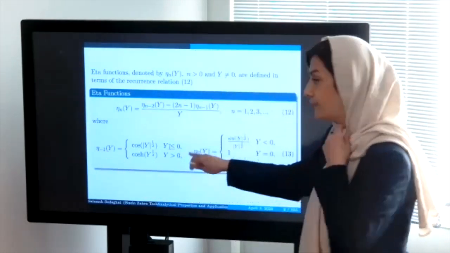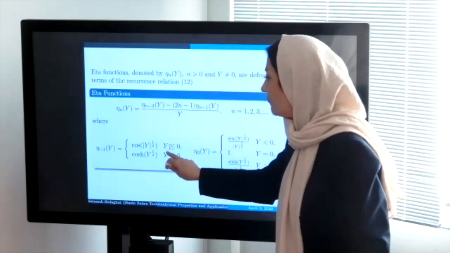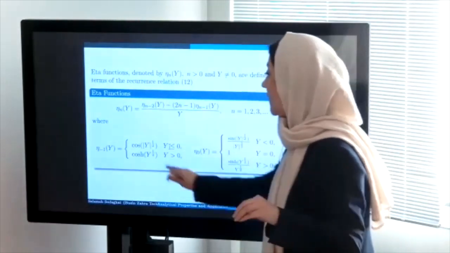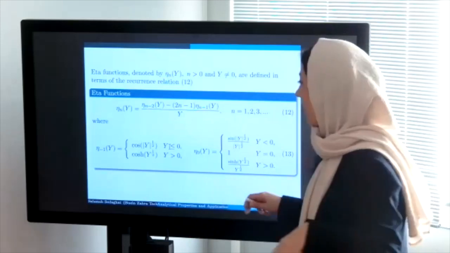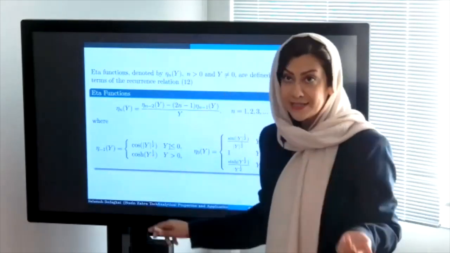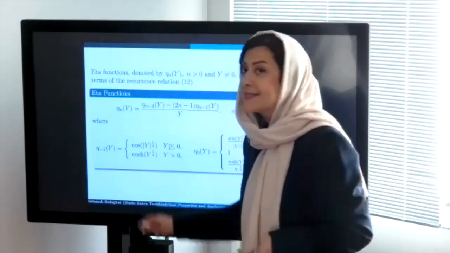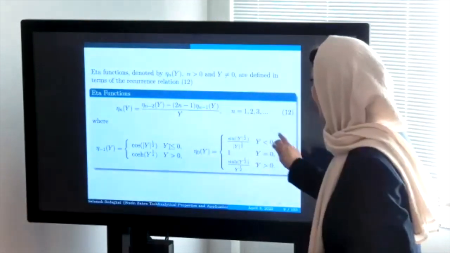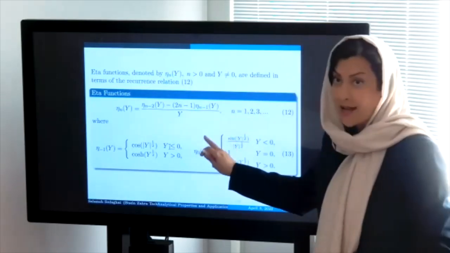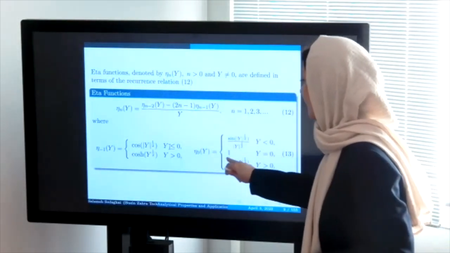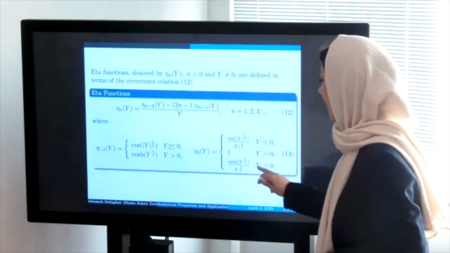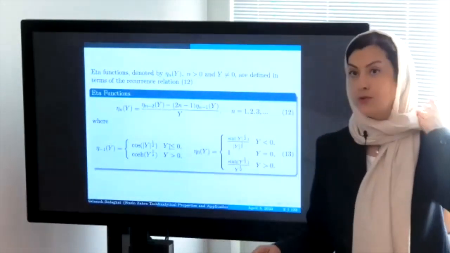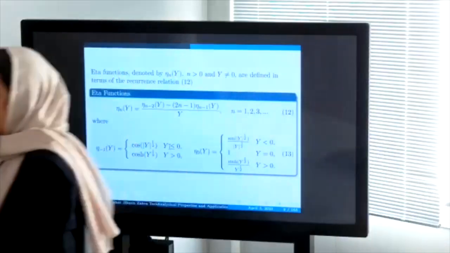Eta minus 1 for negative and 0 y can be defined in terms of a trigonometric function, cosine of the absolute value of y to the half, and for positive y can be defined in terms of the hyperbolic cosine of y. And eta 0 of y for negative y is in terms of the sine function. For 0 it is equal to 1, and for positive y it is in terms of the hyperbolic sine of y. Now I want to show you some properties of this function.